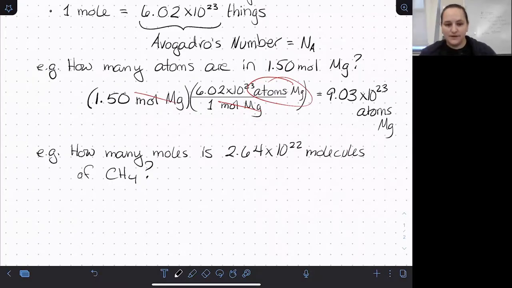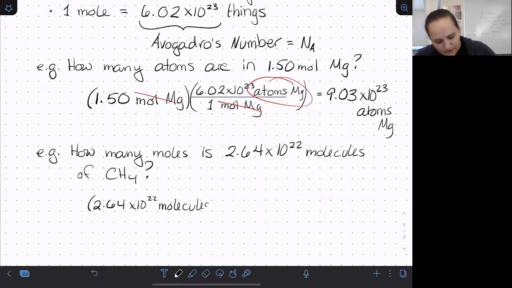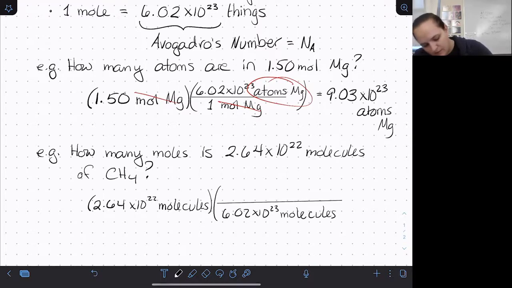So for this one, we're going to use a very similar process, but we do need to recognize that we're doing the conversion sort of in the other direction. In the previous example, we started with moles and ended up with number of atoms. Here we're starting with number of molecules, and we want to end up in moles. So we're just doing the same conversion in the opposite direction, essentially. So we are starting with 2.64 times 10 to the 22nd molecules. There are 6.02 times 10 to the 23rd molecules in 1 mole.